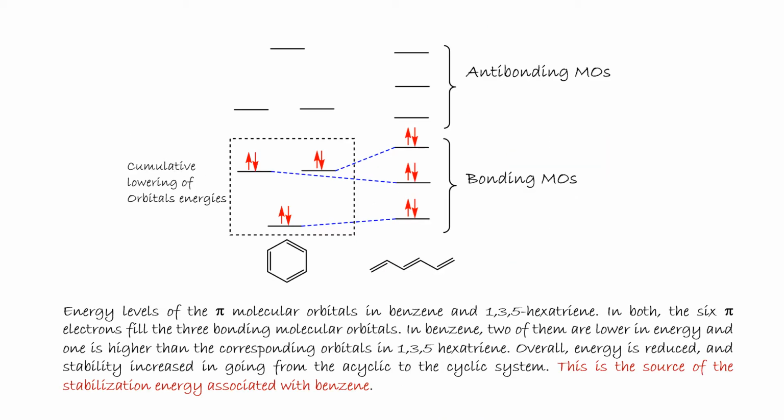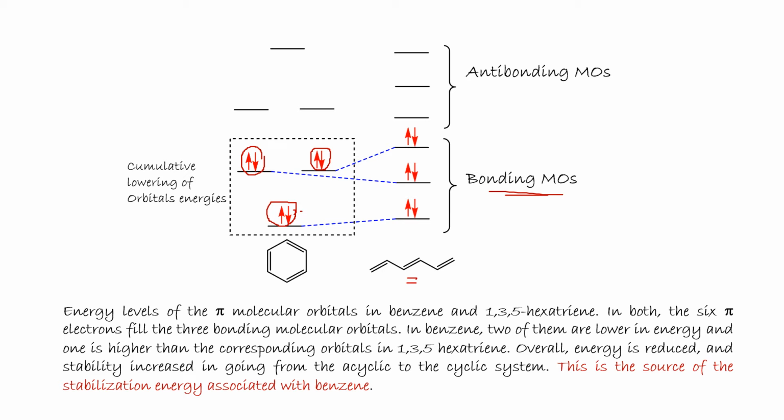Now we have only 6 pi electrons. So we have psi 1, we put 2 electrons, psi 2, again 2 electrons, psi 3, 2 electrons. So all these electrons are in the bonding molecular orbitals. We go to compare that to the hexatriene in open structure.